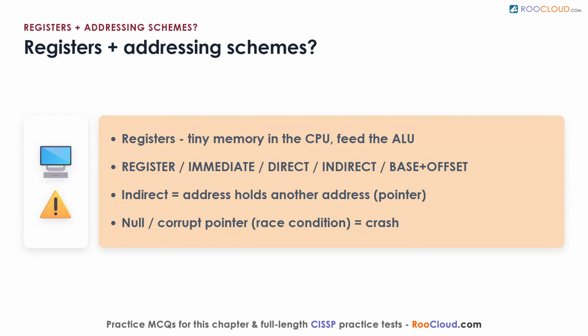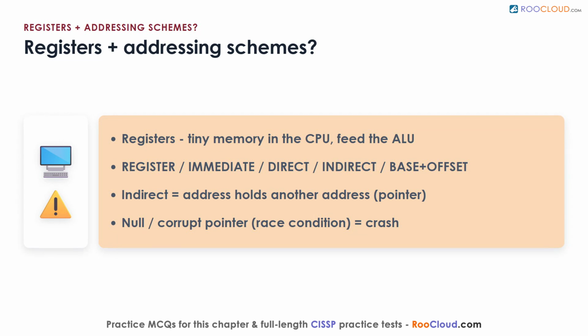What are registers and the addressing schemes that reach memory? Registers are a tiny bank of memory built right into the processor, feeding its arithmetic and logic unit at full processor speed. To reach data elsewhere, the processor uses addressing schemes. Register addressing points at one of those onboard registers. Immediate addressing supplies the value right inside the instruction. Direct addressing names the exact memory location to use. Indirect addressing gives an address that holds another address, so the processor follows the pointer to the real data. And base plus offset addressing starts from an address in a register and adds an offset to compute the final spot.